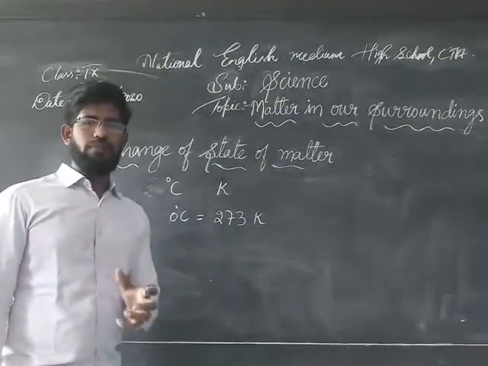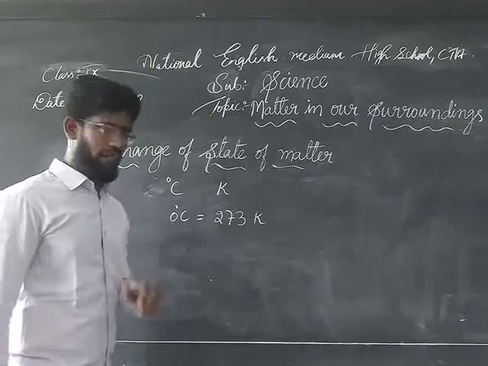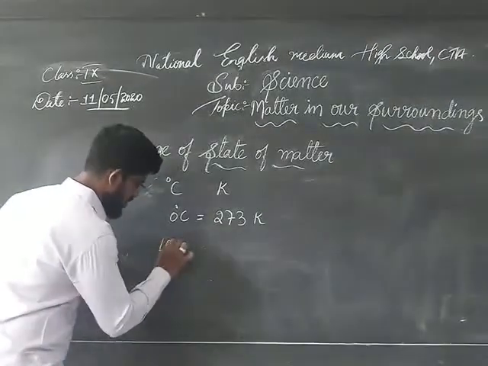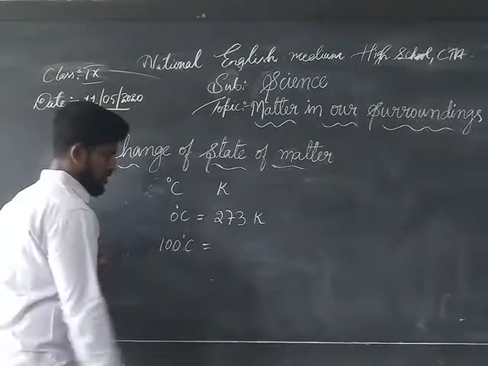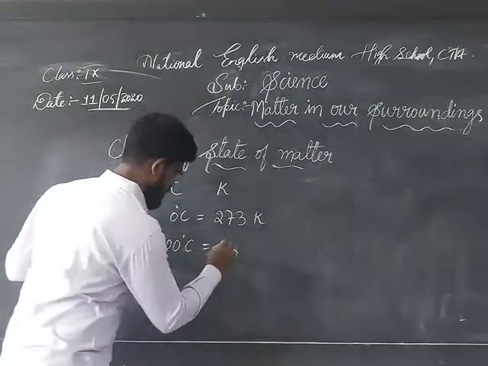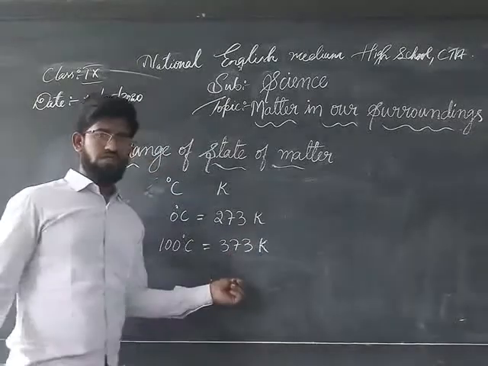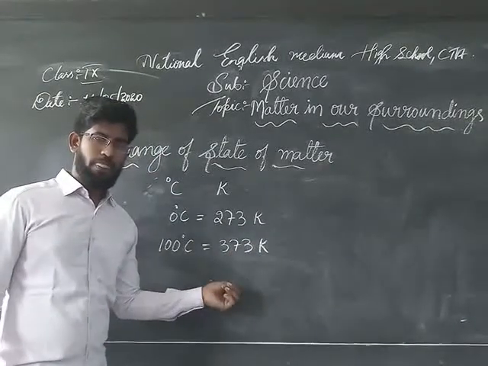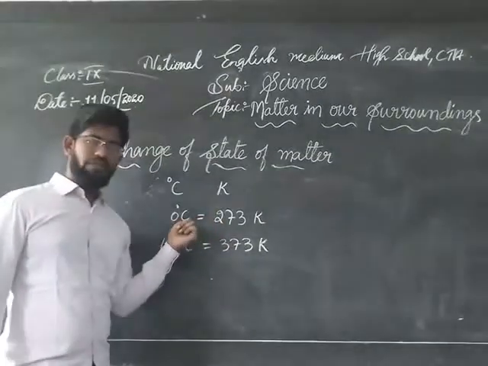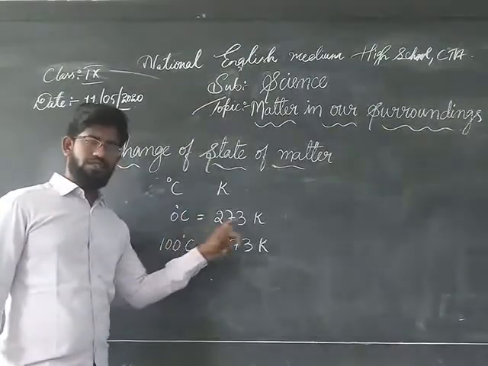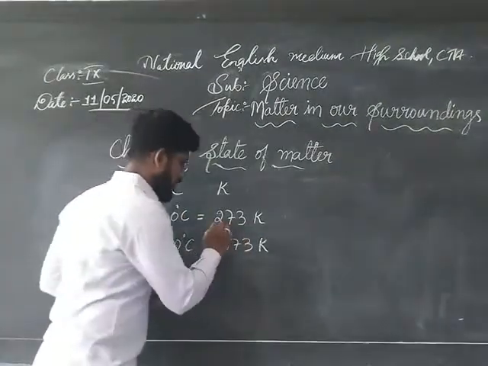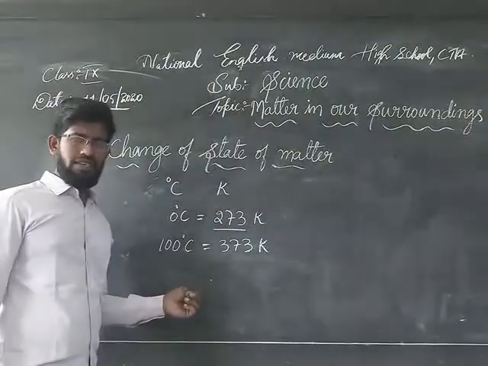Okay, what is the boiling point of water? Yes, of course, 100 degree Celsius. In Kelvin, yes, 373 Kelvin. Understood? So what you understood is, when we have to change from degree Celsius to Kelvin, we have to add 273.